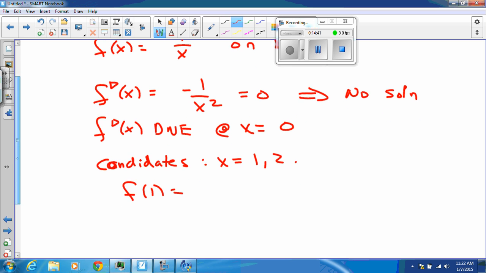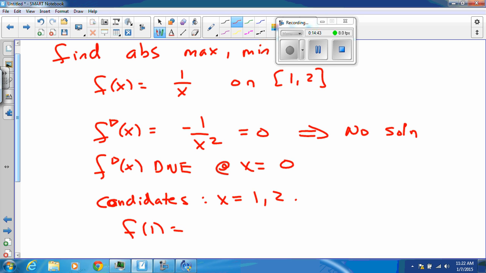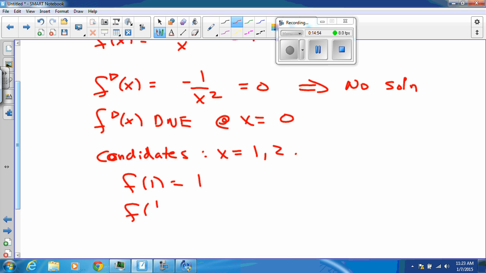I compute f of 1. Please note I am not computing f prime of 1. I'm computing f of 1 because I'm looking for the largest and smallest values of the function f. And f of 1 is equal to 1. f of 2 is equal to 1/2. And so I can label this guy as my absolute max, and I can label this guy as my absolute min. And I've got a solution.